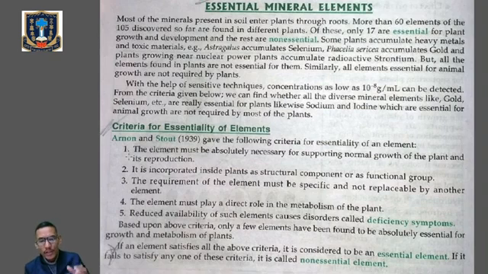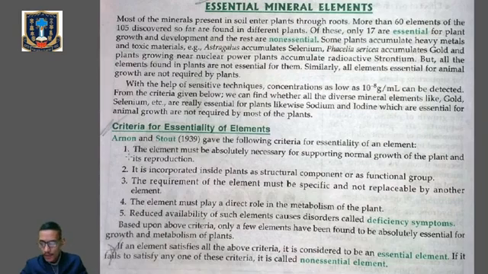Okay, so those elements, if they fulfill all these criteria, are called essential elements. Or if the elements fail to meet the needs of these criteria, then they are called non-essential elements. Clear? So those elements which fulfill these criteria are called essential elements, and those which do not fulfill these criteria will be known as non-essential elements.